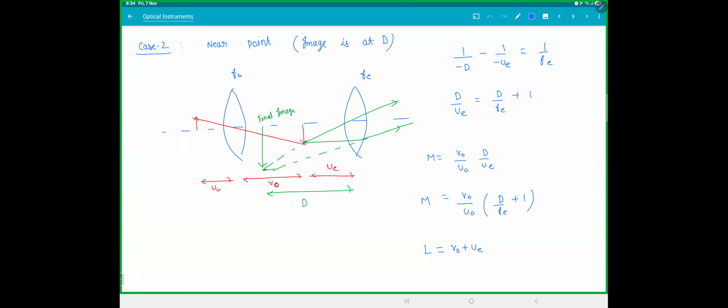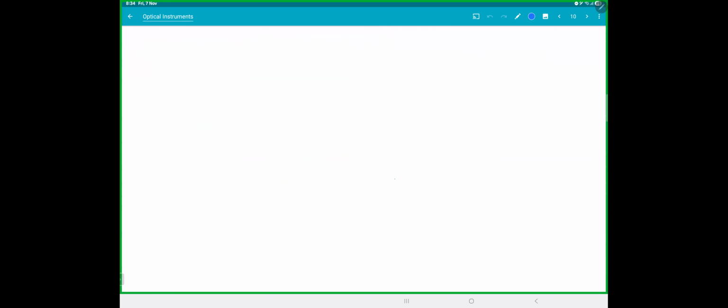So last class we started with optical instruments. We are done with the simple microscope and compound microscope. The next thing is the telescope. So what is the difference between a telescope and a microscope? In a microscope, the objects are so small that the angle subtended will be small. In a telescope, the object's angle is small because the object is very far. End of the day, in both cases, the angle subtended is smaller.